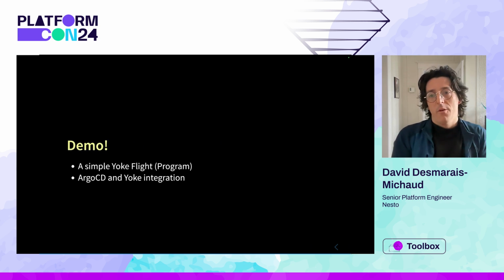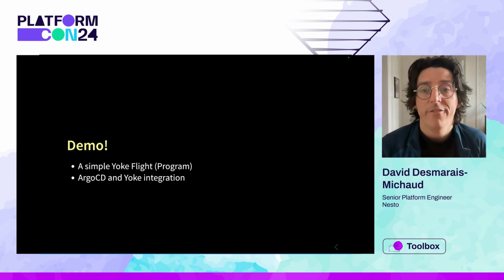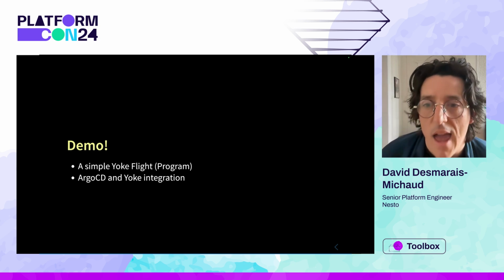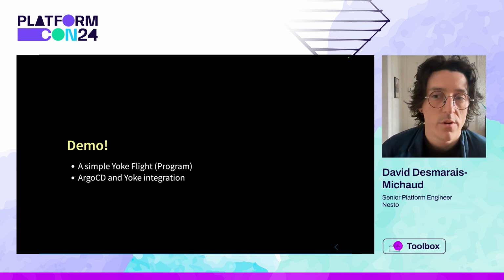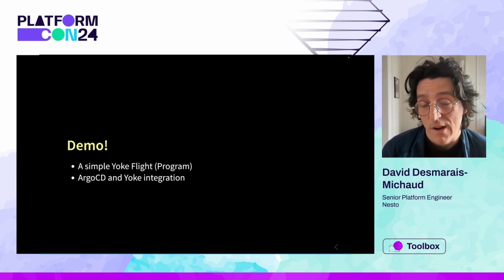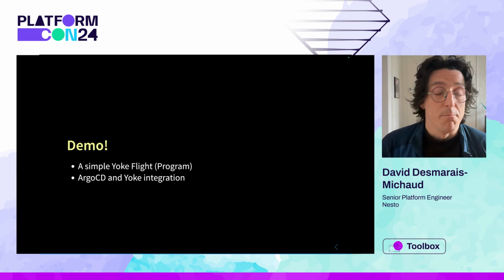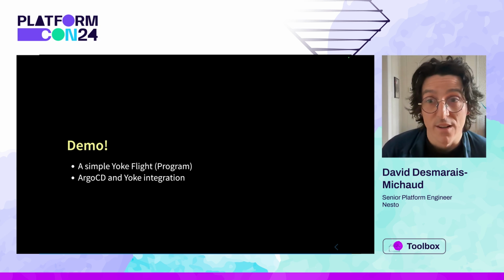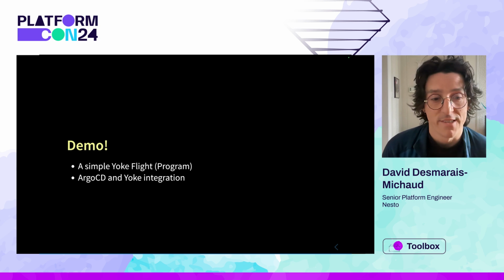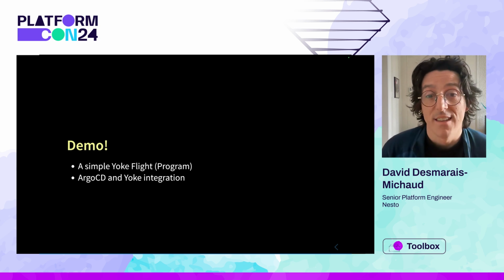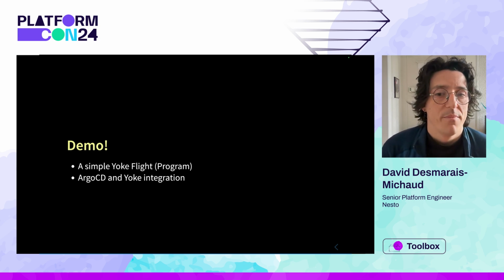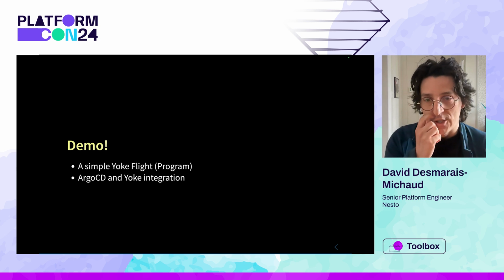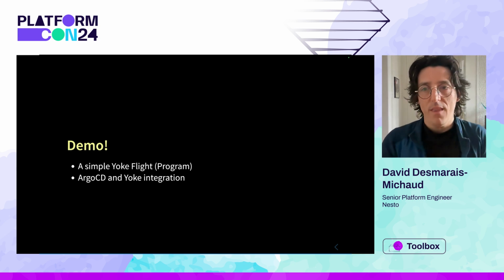And so in the demo, we're going to see a simple Yoke flight program, and we're going to show an Argo CD and Yoke integration. This is very pared down. There's a lot of things that I would have liked to show, such as compatibility with the Helm ecosystem, because Helm is just a program, so we can run Helm if we want to create flights that use Helm. But we don't have time for that today. So let's start with these two things. So let's begin.